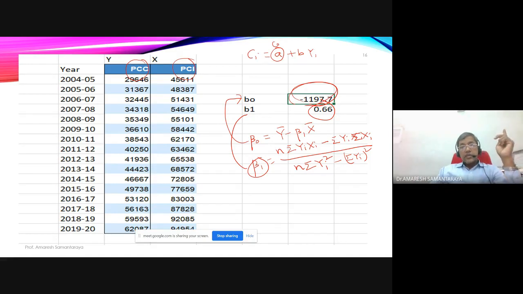So I told you your beta 0 estimation will be meaningful only if you have adequate observations of the explanatory variable which are close to 0. See here, all your per capita income figures are more than 45,000, isn't it? 45,000, 48,000 up to 94,000. So these are very different from 0.